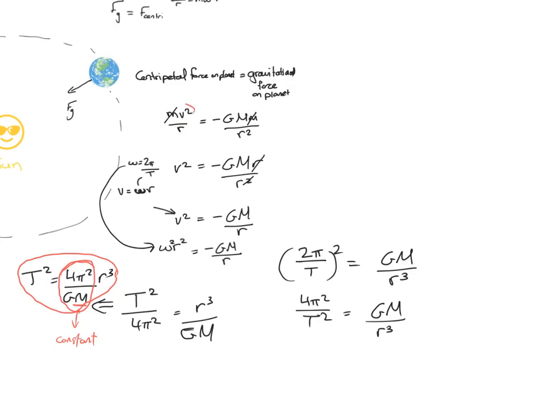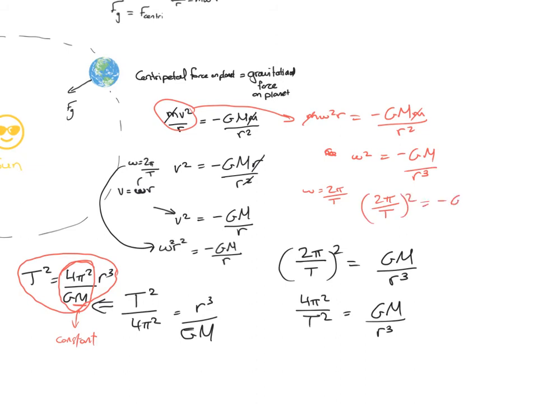Alternatively, instead of mv squared over r, you could have used m omega squared r is equal to minus GMm over r squared. That would have led you straight away to, if you divided both sides by r, sorry, let me just get rid of the m's from there, omega squared is equal to minus GM over r cubed. And you know that omega is 2 pi over T, so that would be (2 pi over T) squared is equal to minus GM over r cubed. Forget about the minus, keep doing that. And obviously you rearrange it and you'll still get up to this point.